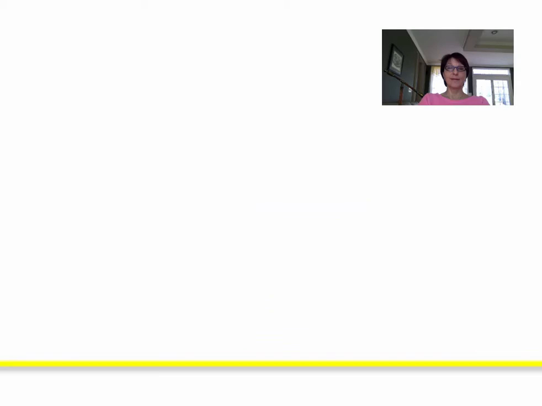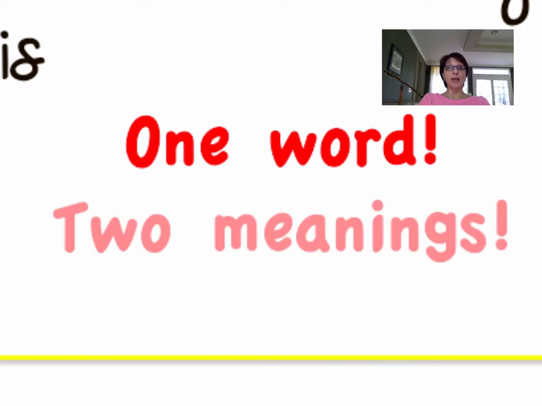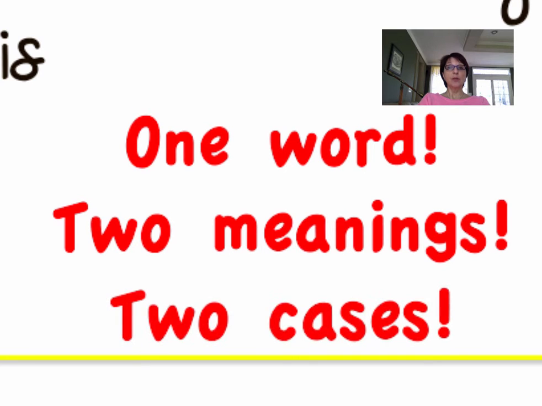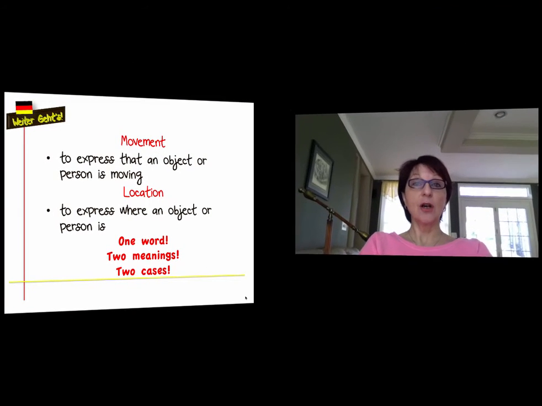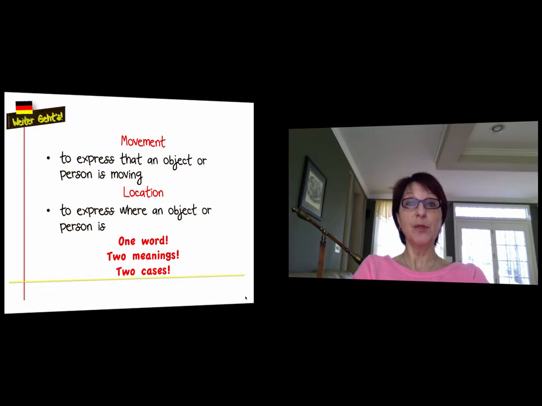Our theme for today: accusative dative prepositions. What are they? Accusative dative prepositions express both movement, the fact that an object or a person is moving, and location, where an object or a person is located. So with one German word, we express two different meanings, and to do so, we use two different cases. In English, oftentimes, we have two different words for that.